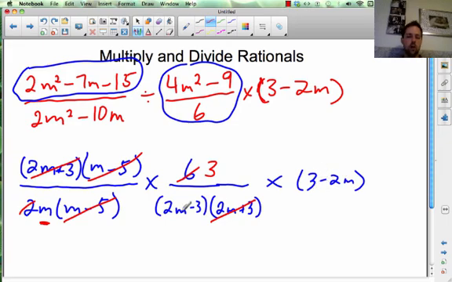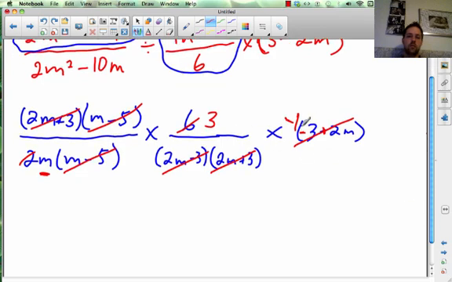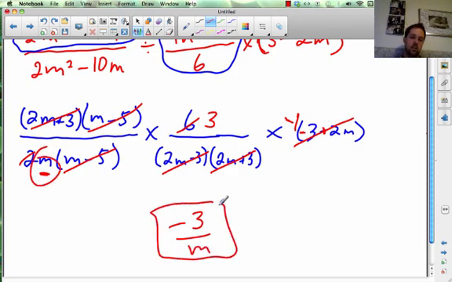Here, 3 minus 2m is the opposite of 2m minus 3. If we take out a negative, then we can flip the sign on both of these, and now we have 2m minus 3. And if we leave the negative 1 here, this can cancel off. And all we're left with then, in the numerator, we have negative 1 times 3, which is negative 3. And in the denominator, all we have left is m. And that is our answer.